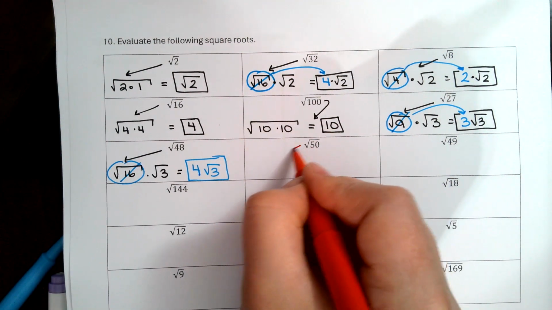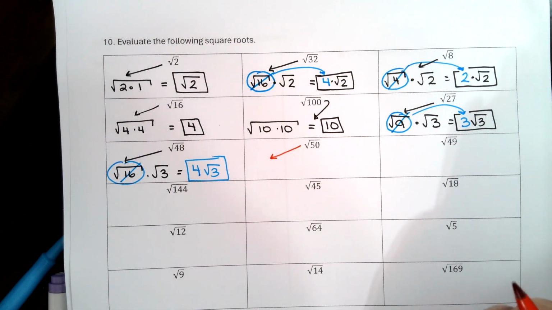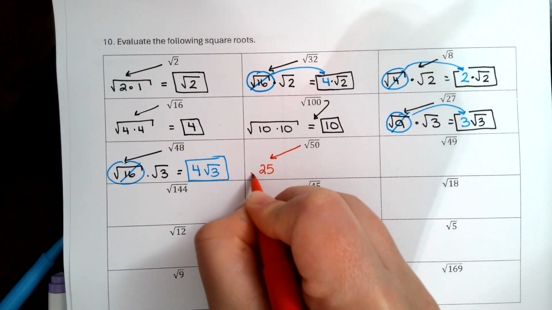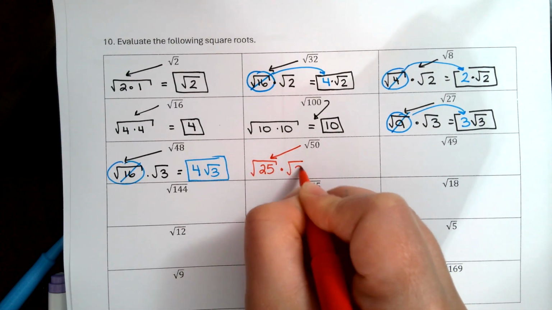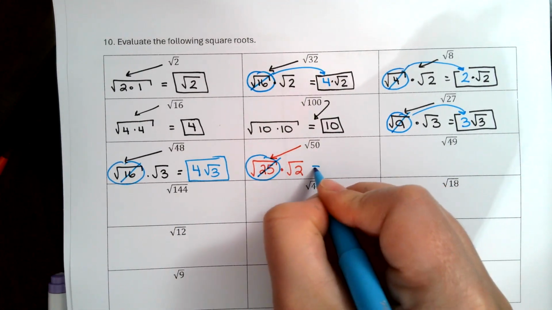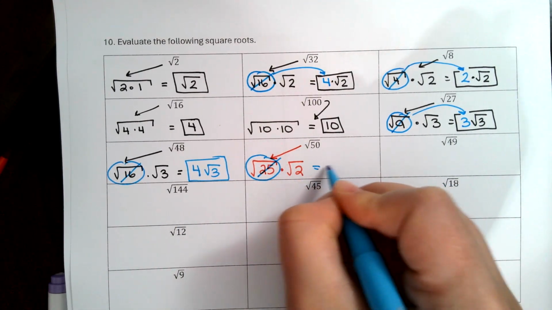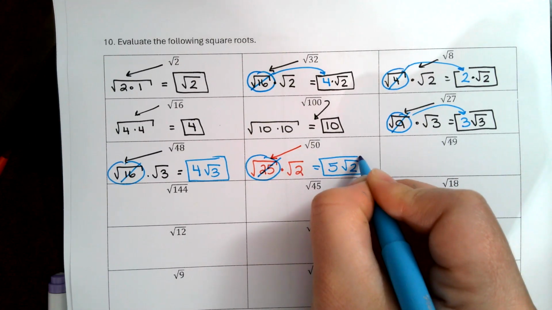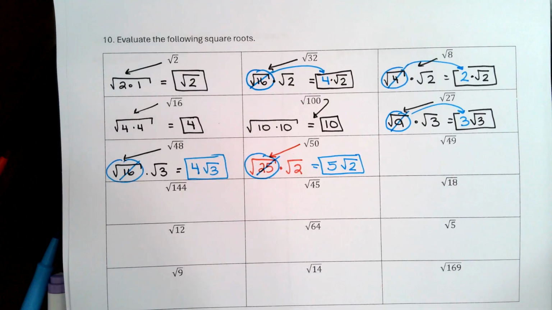50. Now 50, be careful, because it's very tempting to write 5 times 10, which is incorrect. This is actually going to be 25 times 2, because we can simplify 25. The whole purpose of what we're doing is to make these not inside the radical. So we want to simplify the radical. We want to simplify the houses. And we get 5 root 2.